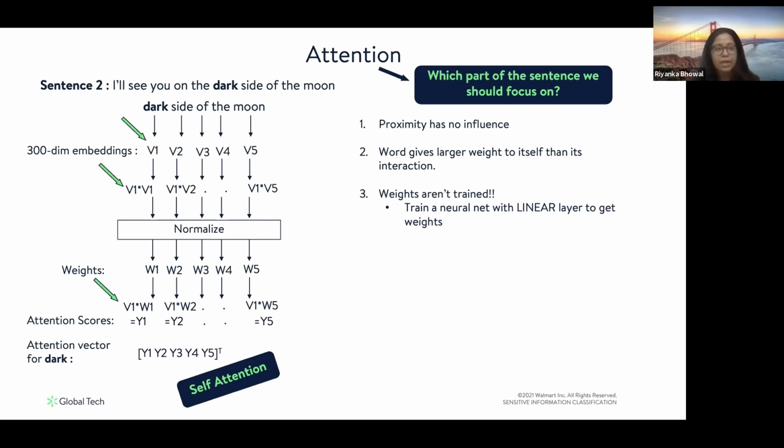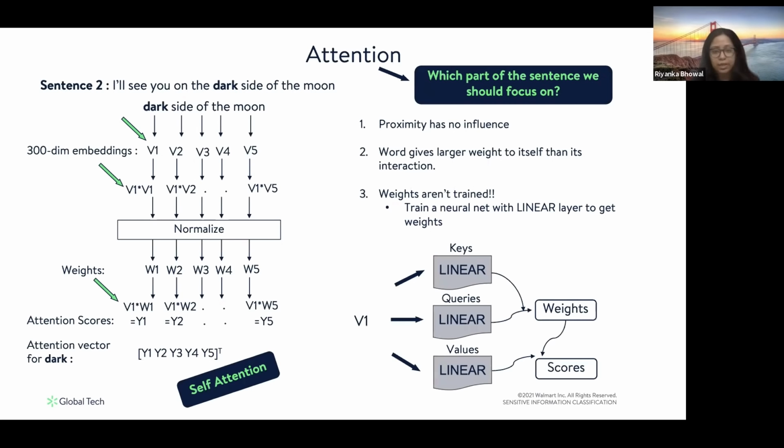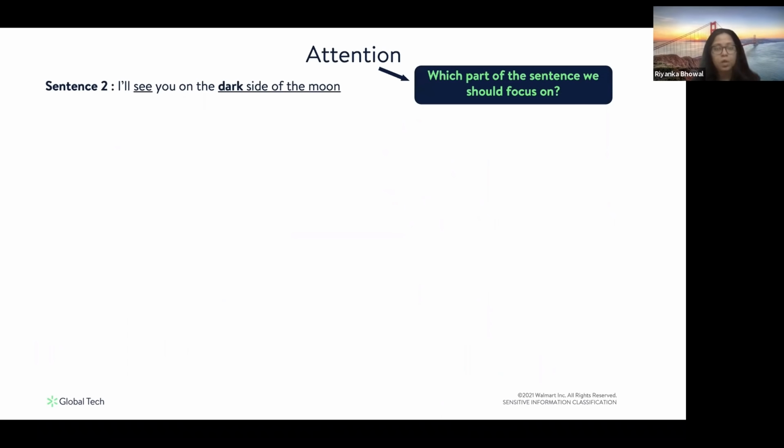So now see that V1 has been used in three places. First as an input, then multiplied with the other word embeddings, and then multiplied with the weights. So that's why we learn three linear layers and we call them keys, queries, and values. From the first two layers, we get the weights, and then the last layer and the weights give us the scores, right?